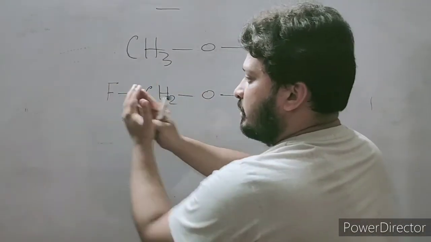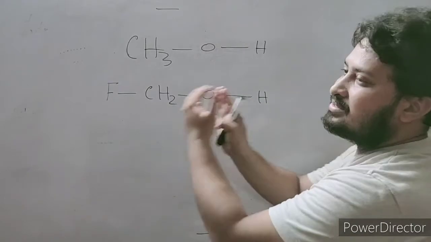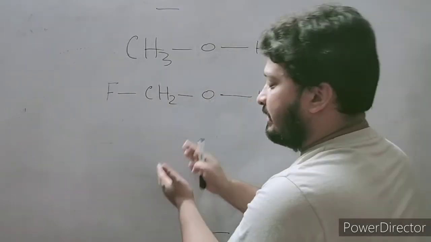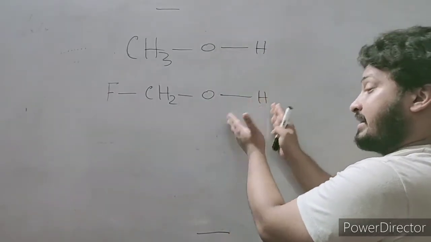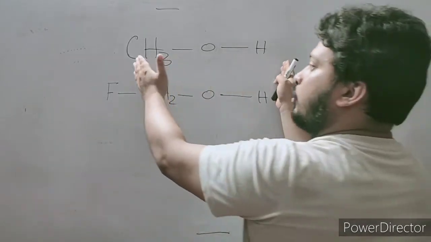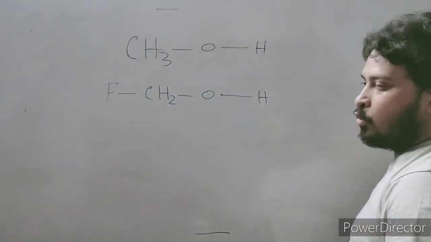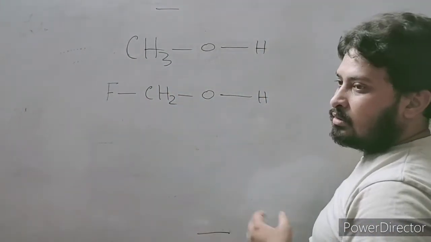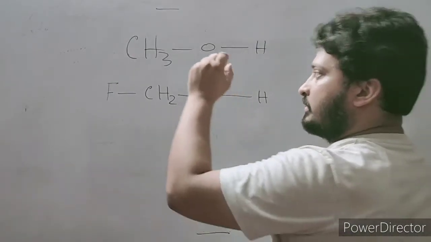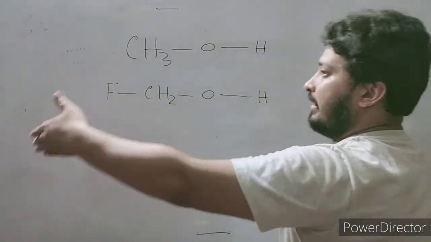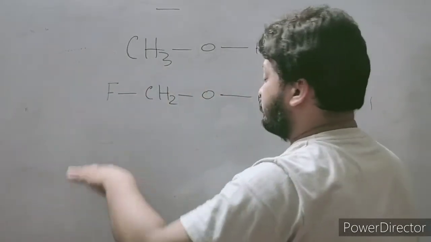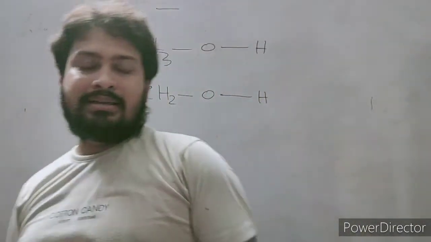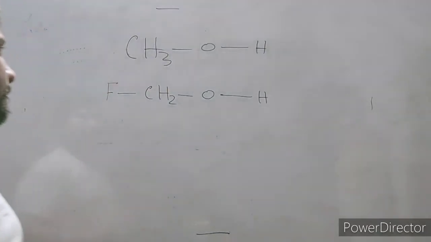Due to the presence of the electronegative element, that is fluorine, the electron density on oxygen is decreasing. As the electron density on oxygen decreases, it is easy to donate the H plus. But there is no electronegative group in the methyl case that has the tendency to pull the electron towards itself from the methyl. So the electron density on oxygen is higher, and therefore it is not easy to donate H plus. That's why the second one is more acidic.